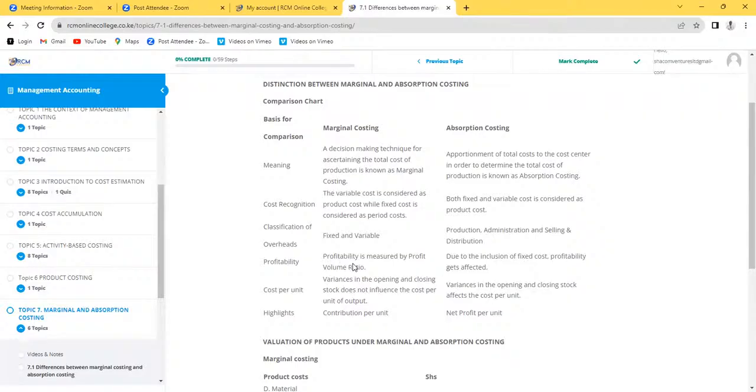Profitability is measured by the profit volume ratio on the marginal side. On the other side, due to the inclusion of fixed cost, profitability gets affected.